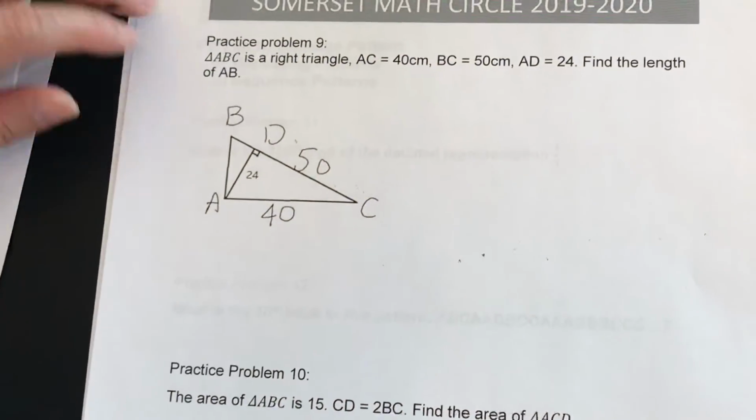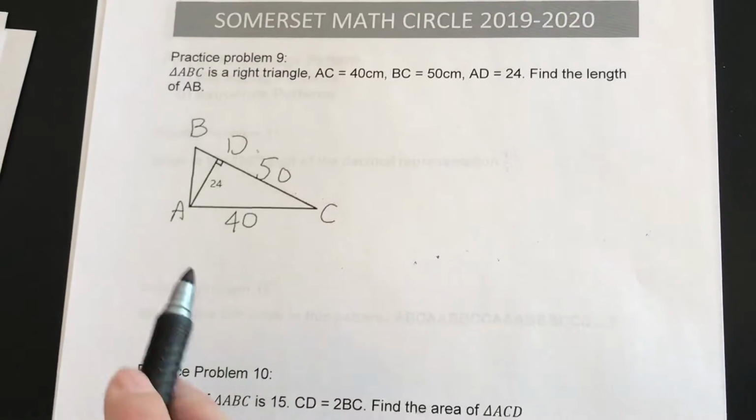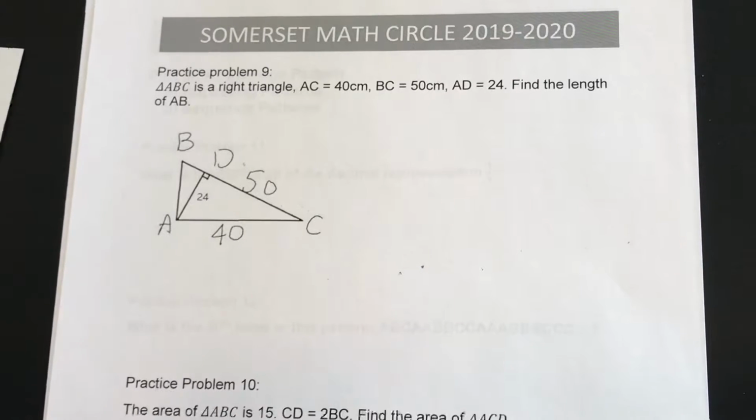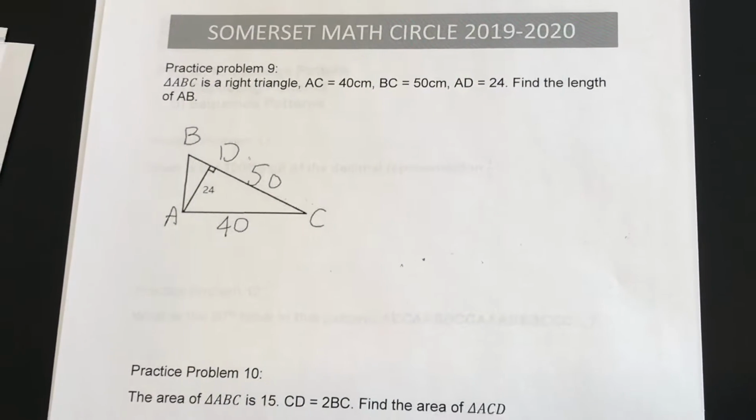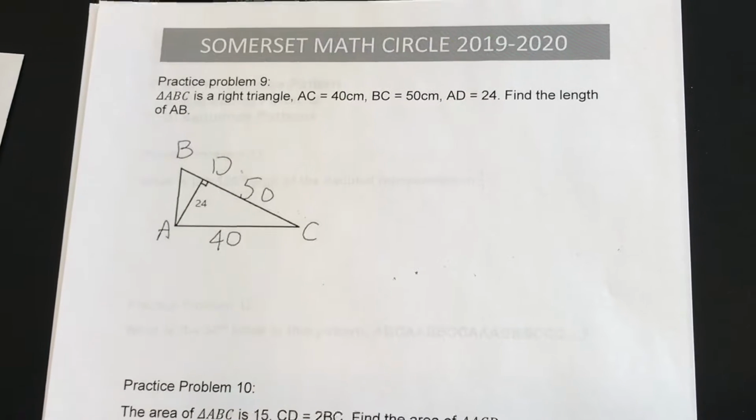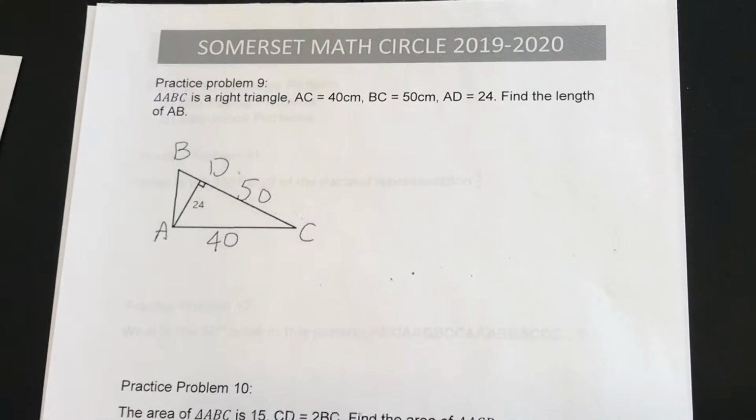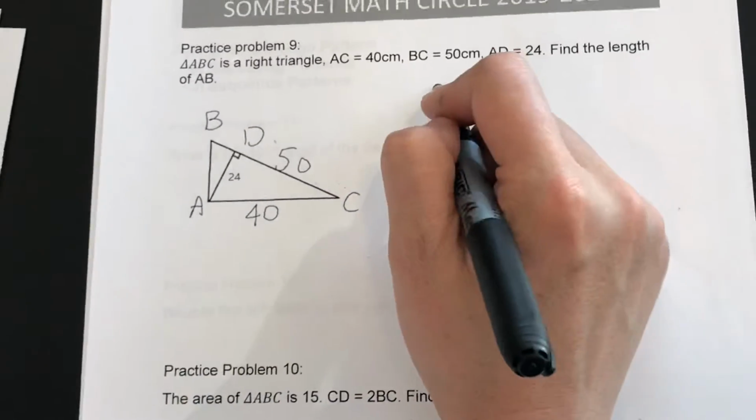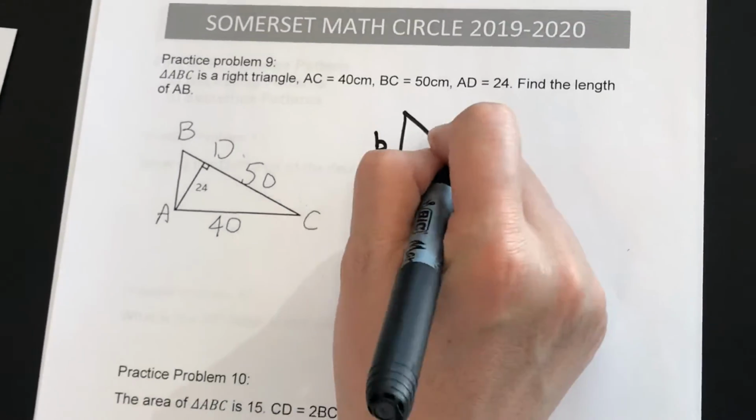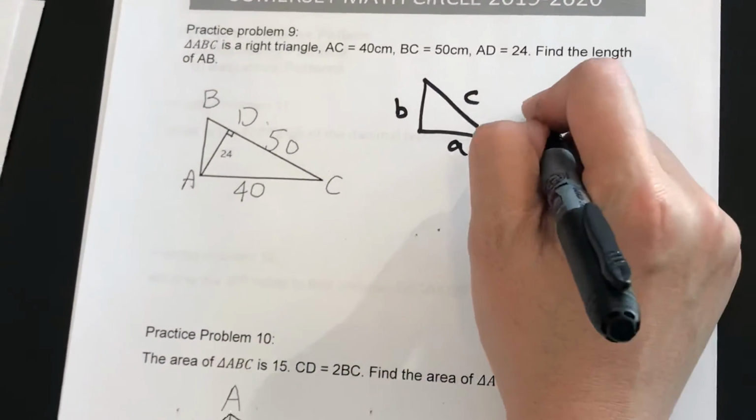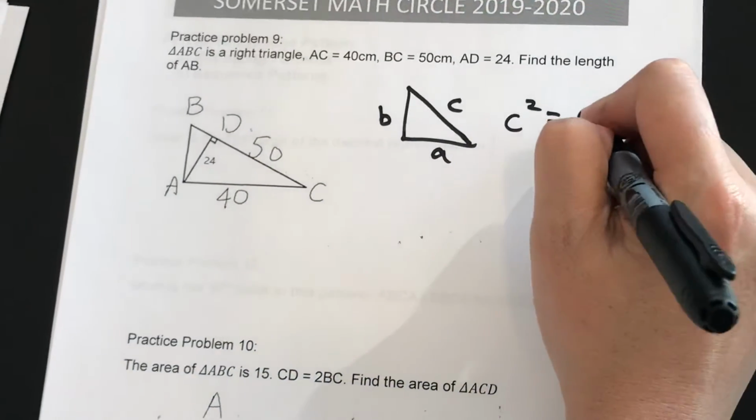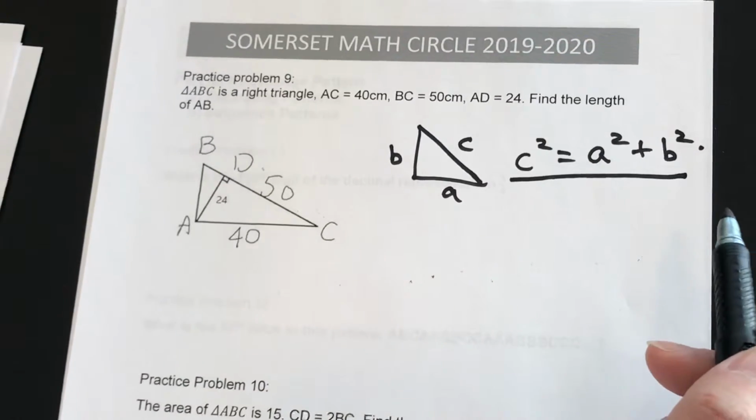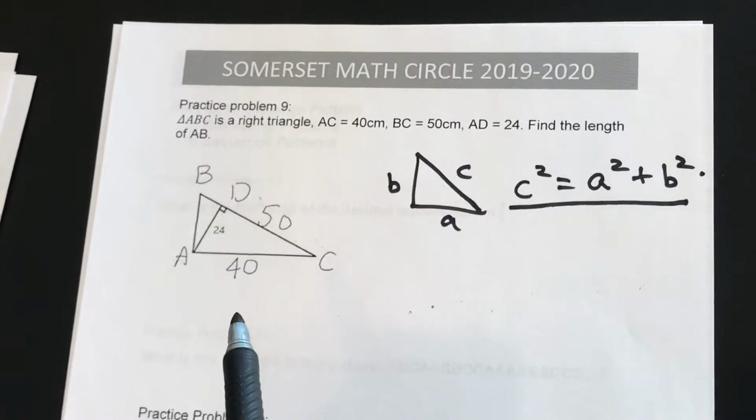Problem 9. Triangle ABC is a right triangle. AC is 40, BC is 50, AD is 24. Find the length of AB. So I can think of two ways of solving this problem. One is more basic. For a right angle triangle, we have a, b, and c as the sides. We have the property c squared equals a squared plus b squared. Students can always use this to do it manually to find all lengths of the sides.